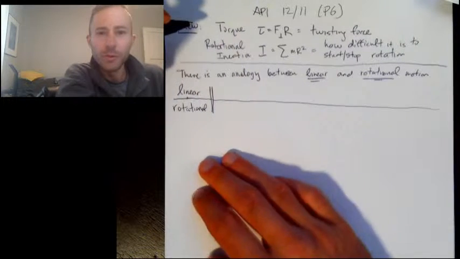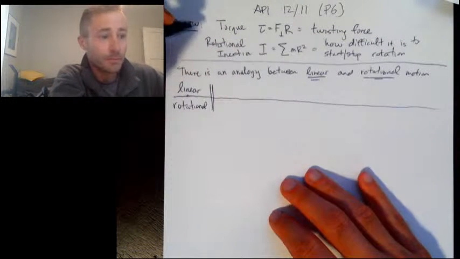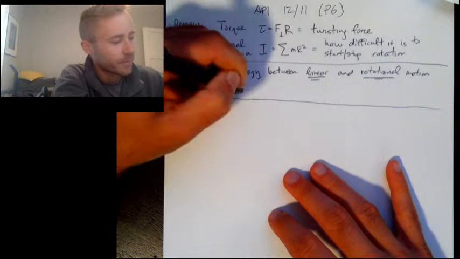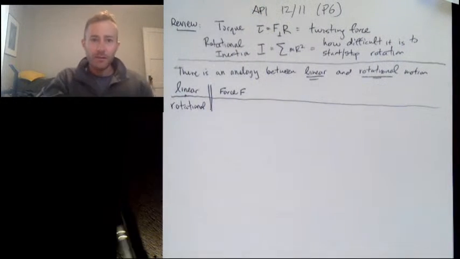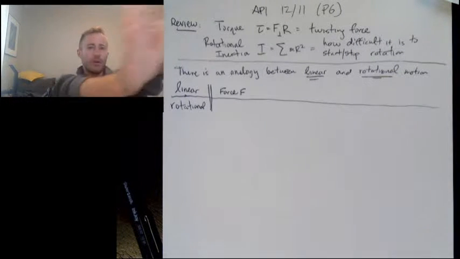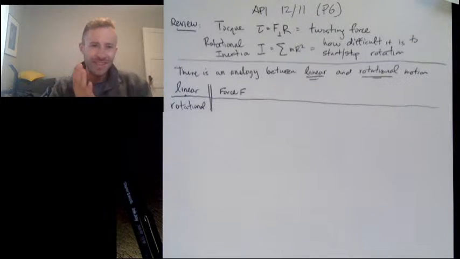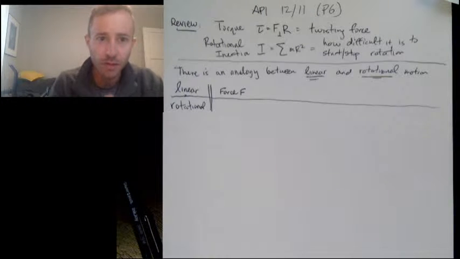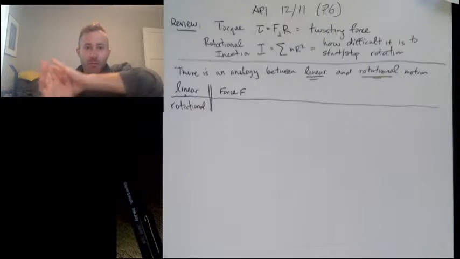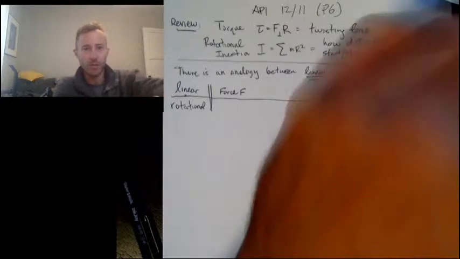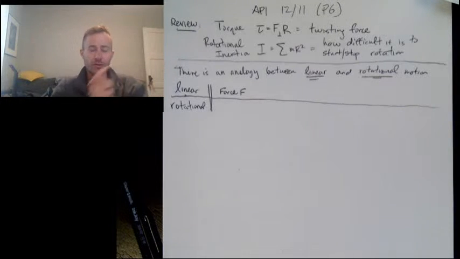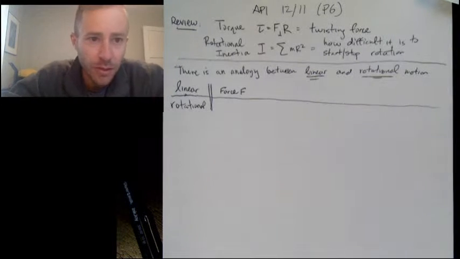Okay, so for linear motion, we have a force F. A force F is a push or a pull that moves something from point A to point B. So what is analogous to a force when we're talking about rotations? What makes something rotate? A force makes something move in a linear sense from point A to point B. What makes something rotate a certain amount? Type it into the chat if you know.